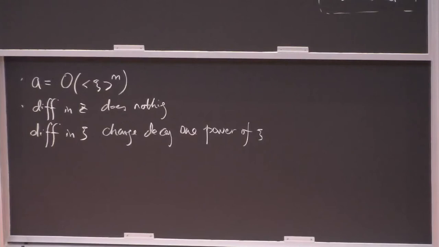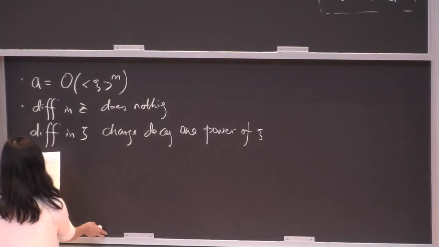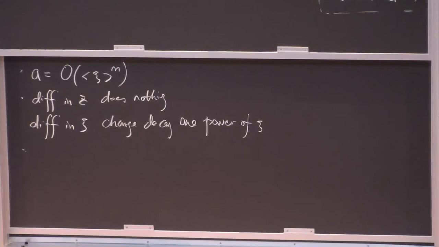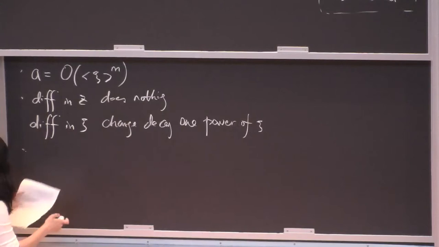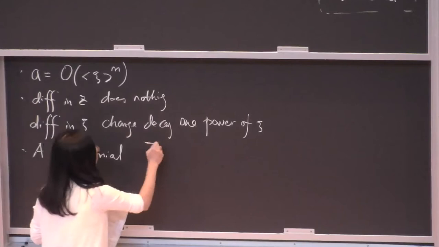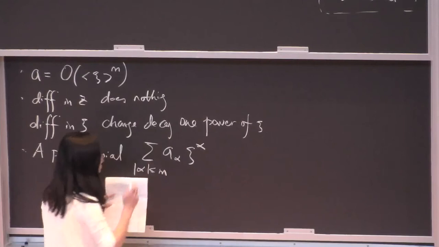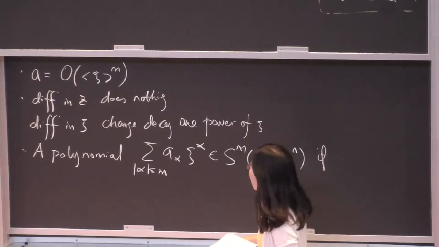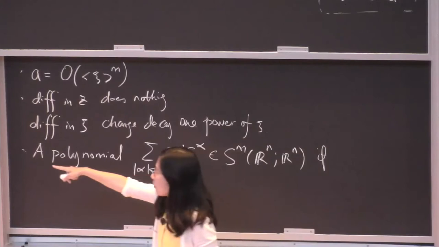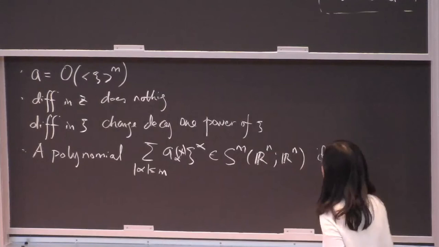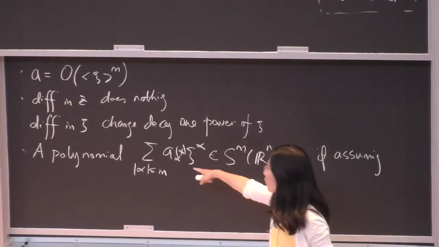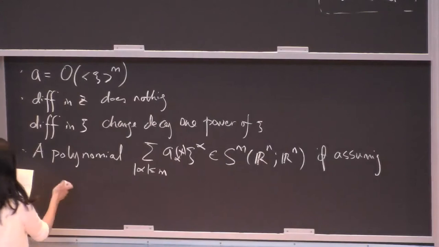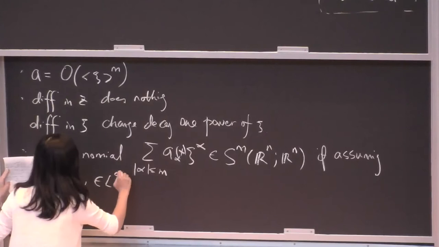Now the next thing I want to say is that, comparing to the differential operator I did before, for a polynomial sum over |α| ≤ m of a_α(x) ξ^α, this is in the symbol class S^m(R^n × R^n) if I control the coefficients. In the previous case, I assumed that my polynomial has smooth coefficients. But I can make it slightly worse: I only need to assume that the derivatives hitting those coefficients don't do much. If I assume that ∂_x^β applied to any a_α is in L infinity, then I'm OK.